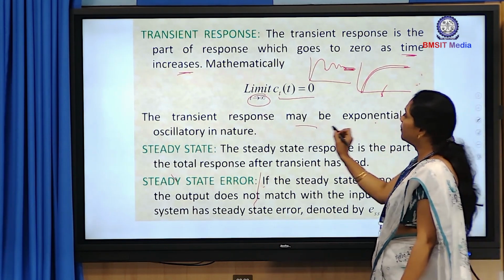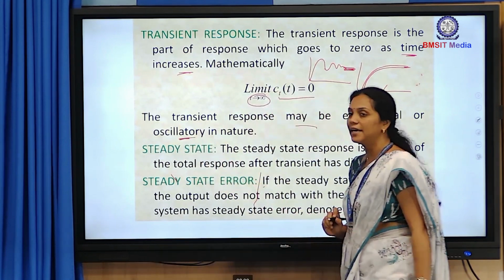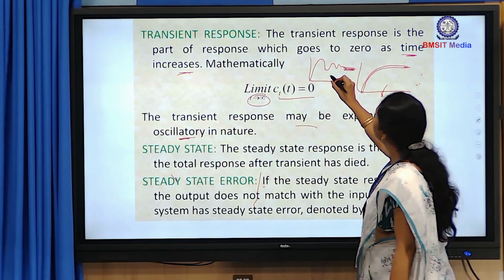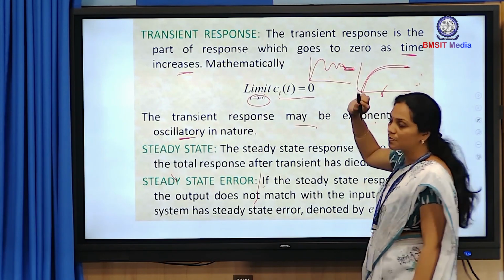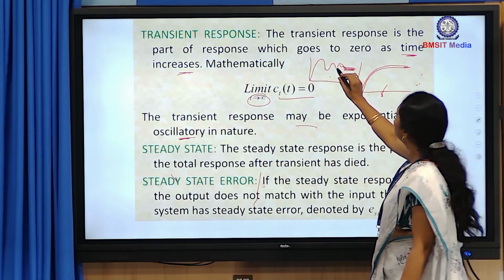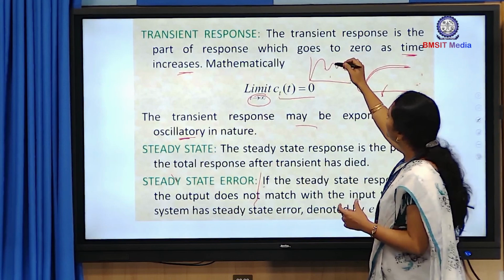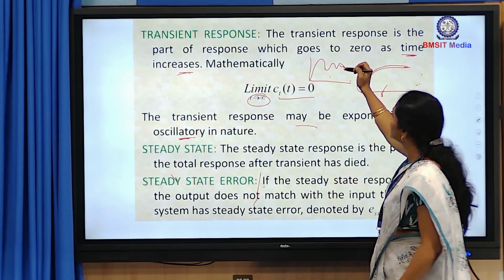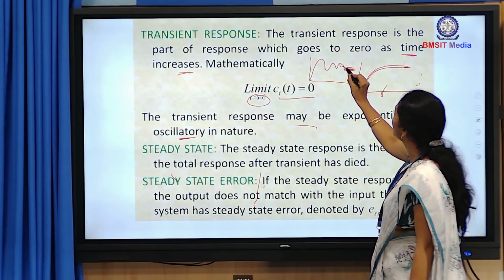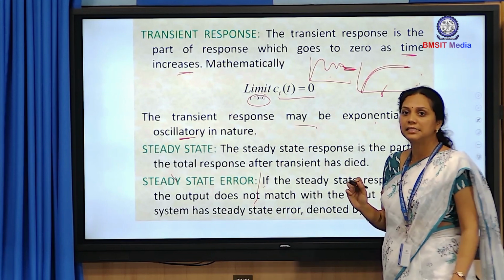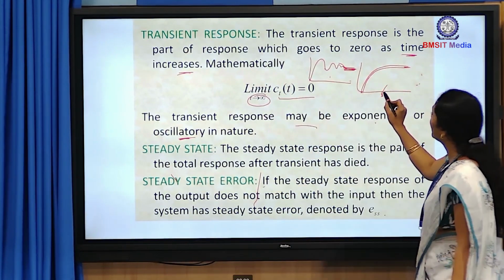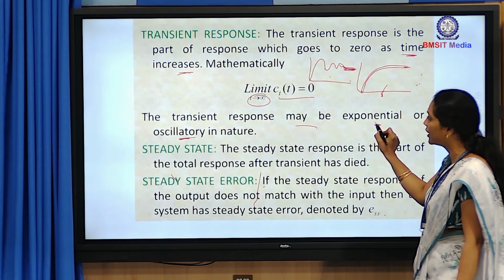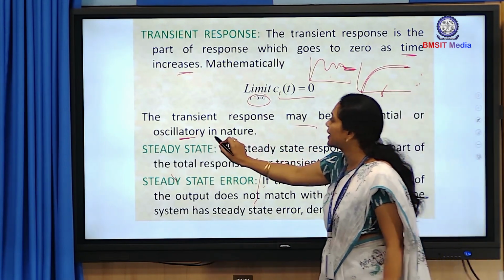What do we mean by the second one, which is oscillatory in nature? Oscillatory in nature is nothing but this waveform. We can see that it is a function of a sine or cosine. After some time, the amplitude of this particular wave becomes 0, it becomes constant. So this response we can find either as an exponential response or as an oscillatory response in nature.